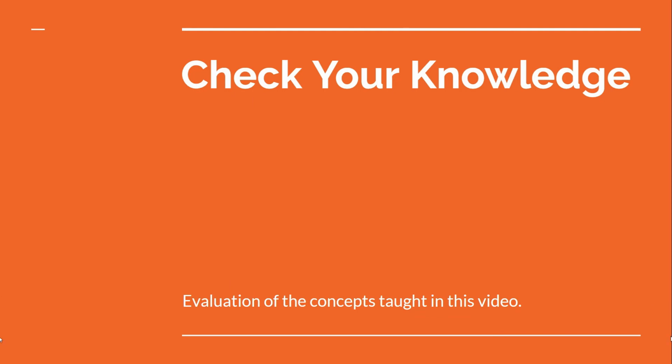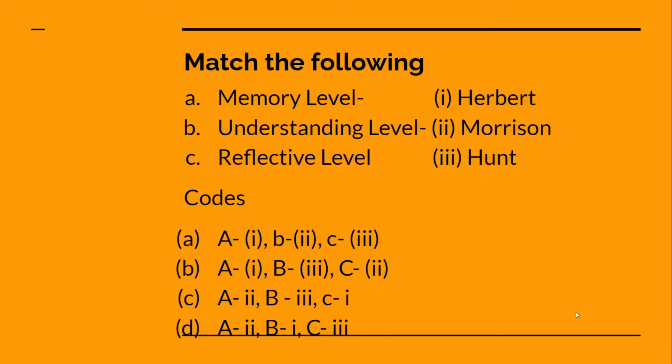Before you go, just check your knowledge. 3 questions. First one, match the following: memory level, understanding level, reflective level. Connected with Herbert, Morrison, or Hunt. Sometimes you may wonder, have I said this? If you closely watch, the moment I am speaking this, I had written the names corresponding to it. So, if you have seriously observed it, you would have known the answer. Memory level is devised by Herbert, understanding level is by Morrison, reflective by Hunt. So the answer is A in this one.